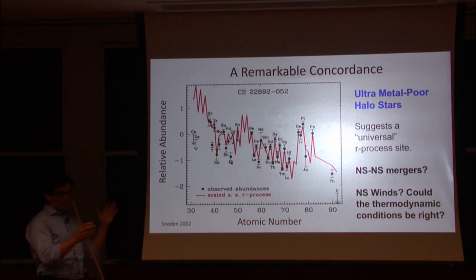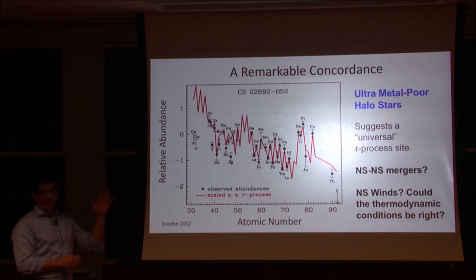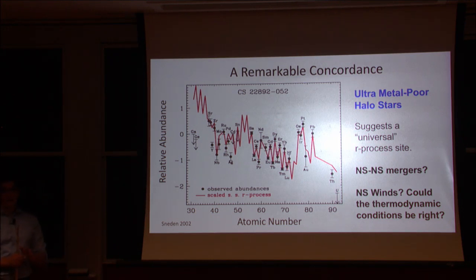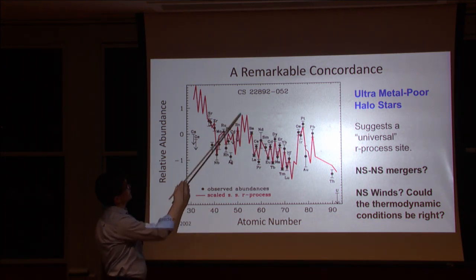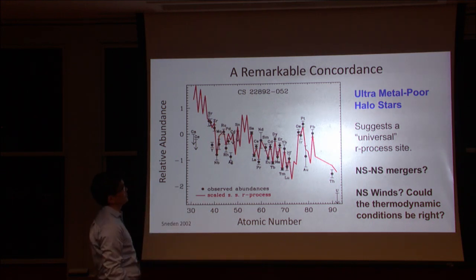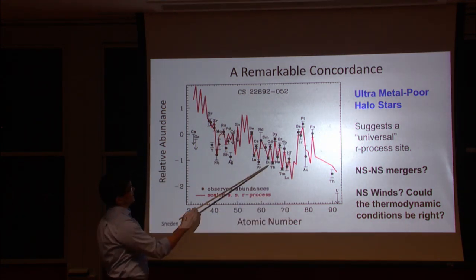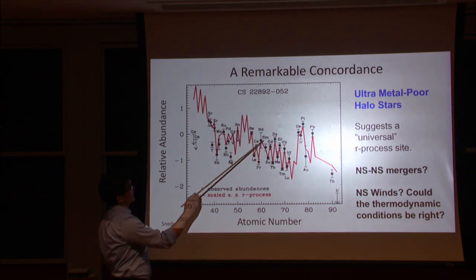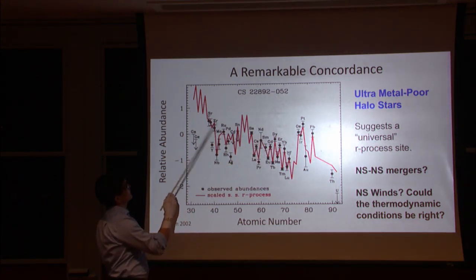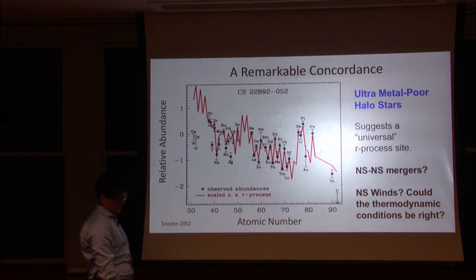So when you look at the periodic table of elements, iron is not very high, not as high as you would think. And the elements above iron on the periodic table, most of them are produced by neutron capture. And the R process elements, shown here for this star, CS22892-052, an ultra-metal poor halo star, match in relative abundance, europium, cadmium, samarium, and so on, the scaled solar R process.